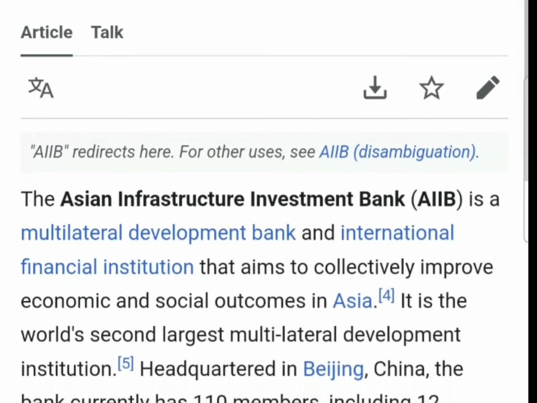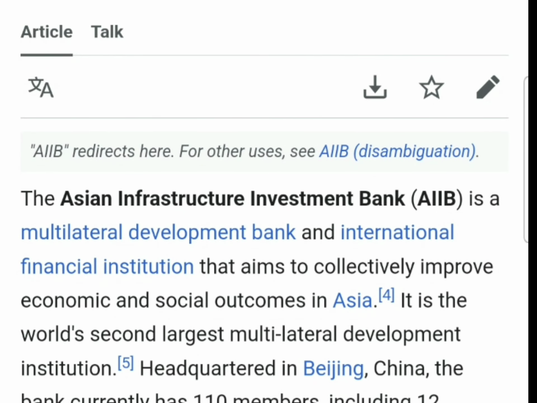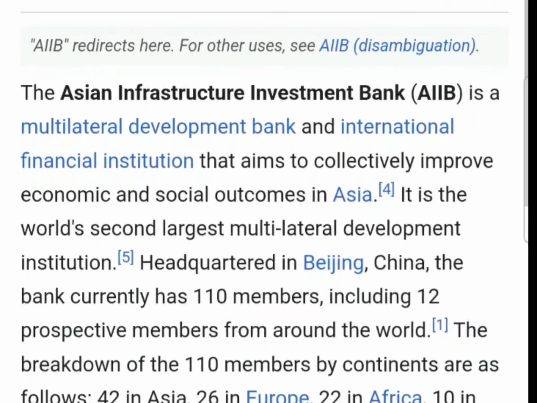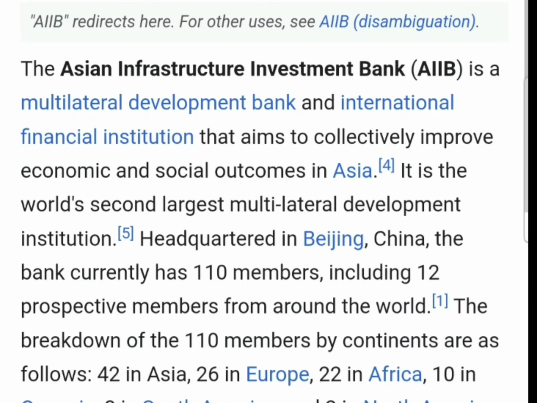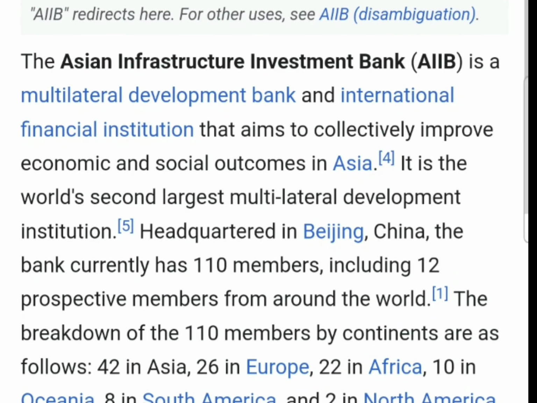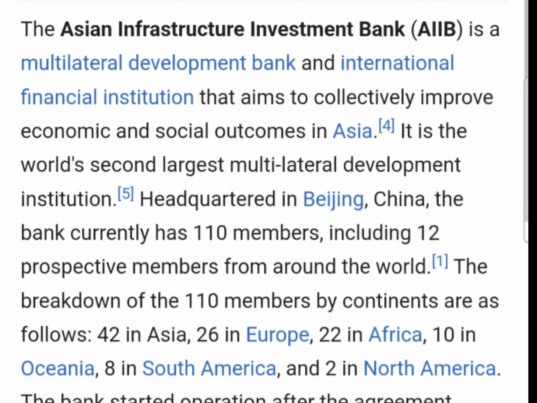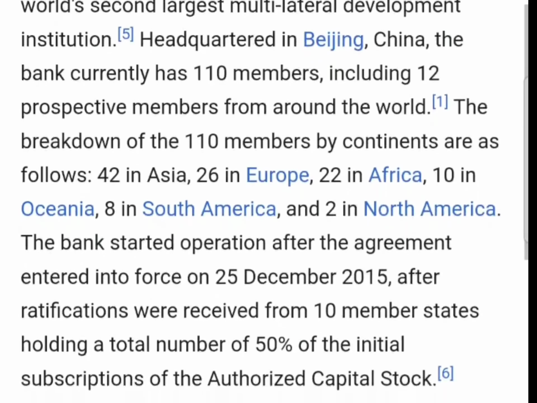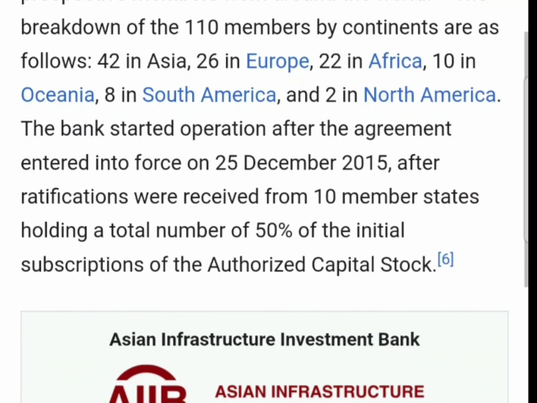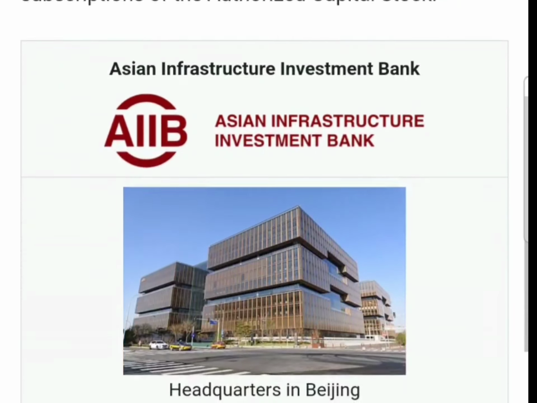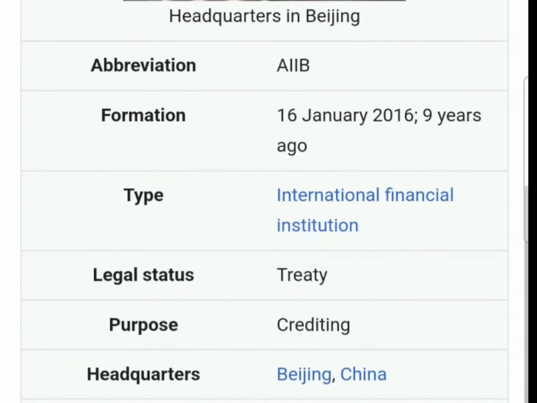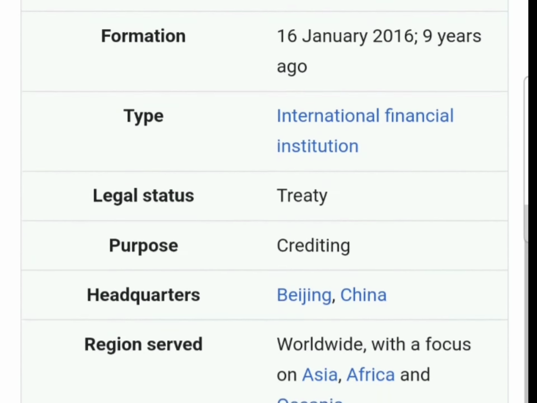Pakistan is also a member of AIIB, the Asian Infrastructure Investment Bank, which is a multilateral development bank and international financial institution, and its headquarters is in Beijing, China. Currently, it has 110 members. And these are the further details of AIIB.